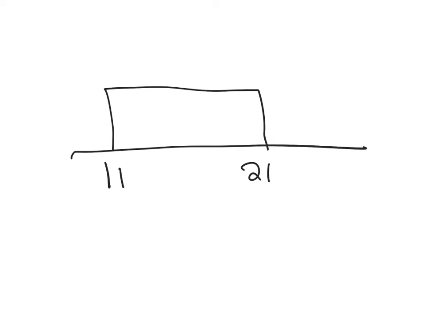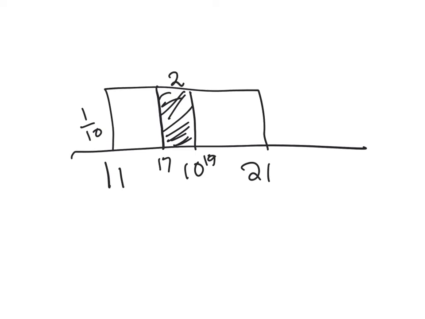What is the probability that washing the dishes tonight will take between 17 and 19 minutes? First of all, you need to know that in this rectangle, this has an area of 1. So if this is 10, from 21 to 11, then this is 1/10. That's the height of this. And now if I draw a little rectangle between 17 and 19, and I'm looking for that area, that would be 2 on the length here from 17 to 19 times 1/10. So the answer would be 2/10 or 1/5 or 20%.